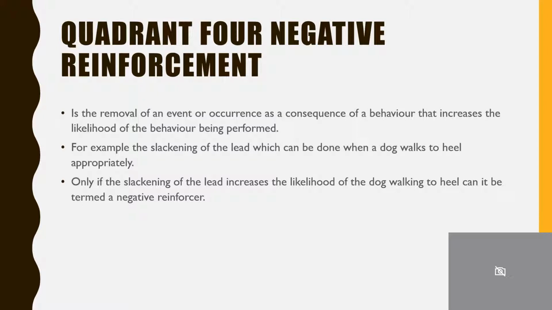Quadrant 4, negative reinforcement, is the removal of an event or occurrence as a consequence of behaviour that increases the likelihood of the behaviour being performed. For example, the slackening of the lead, which can be done when a dog walks to heel appropriately. Only if the slackening of the lead increases the likelihood of the dog walking to heel can it be termed a negative reinforcer.